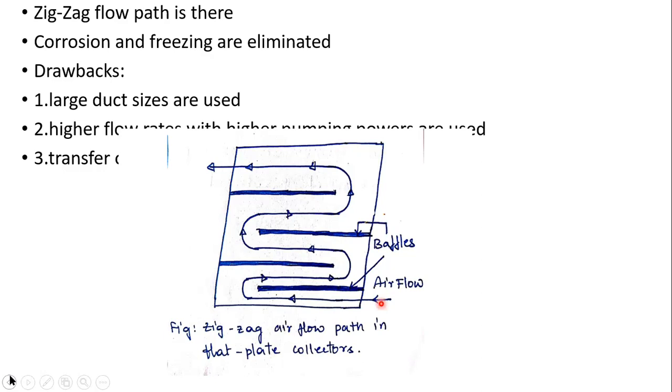See, air is flowing from downwards like this and is obstructed by the baffle. Again it flows in the direction where there is space between two baffles, and again the air is made to flow between two baffles. Like that, air flows to the upside. So this makes a zigzag airflow path.